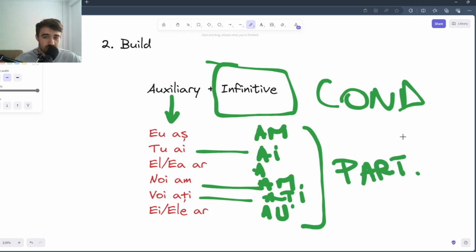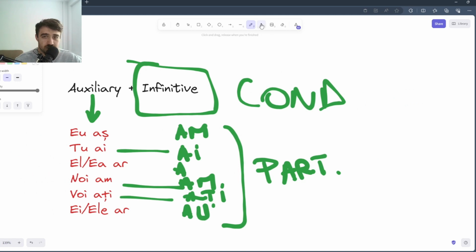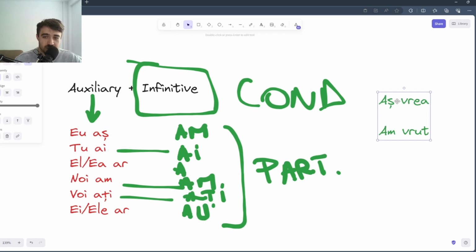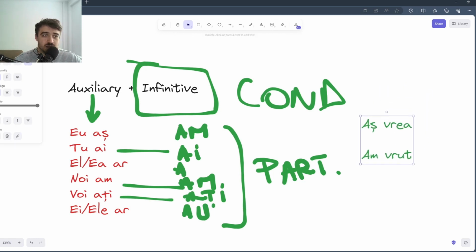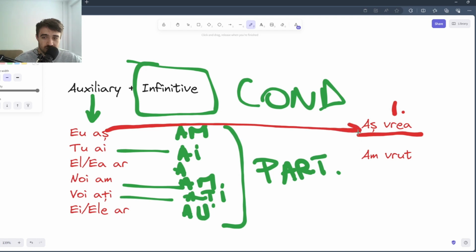If you are confused with all this grammar stuff, then an example would be aș vrea versus am vrut. So if you look at this, you should spot quite easily which one is the conditional and which one is the perfect compus. This one is obviously the conditional. It uses an infinitive and the correct auxiliary from here. And this one is the perfect compus because it uses a participle and this guy here.